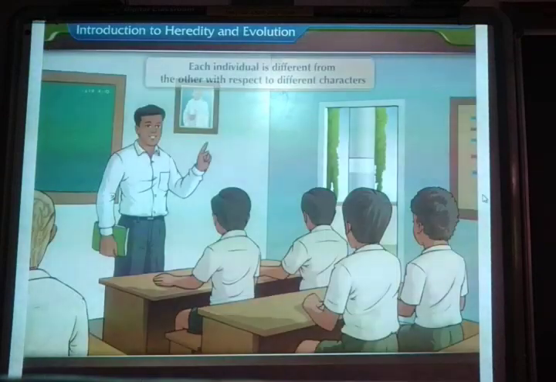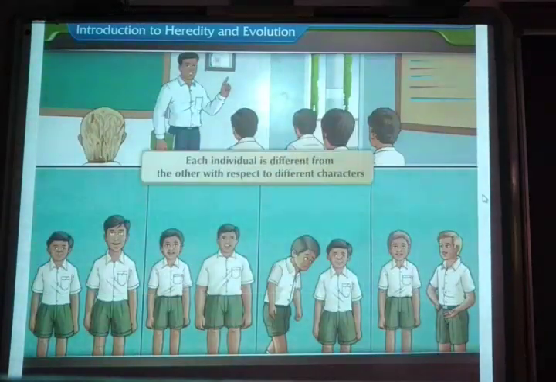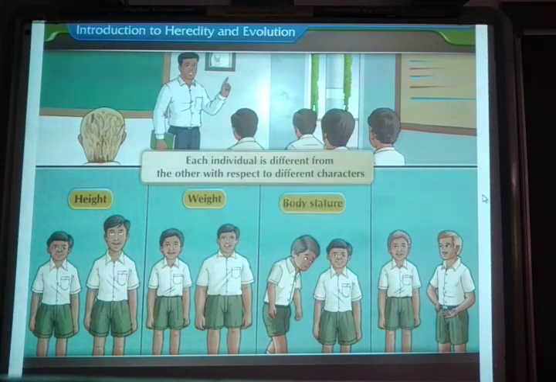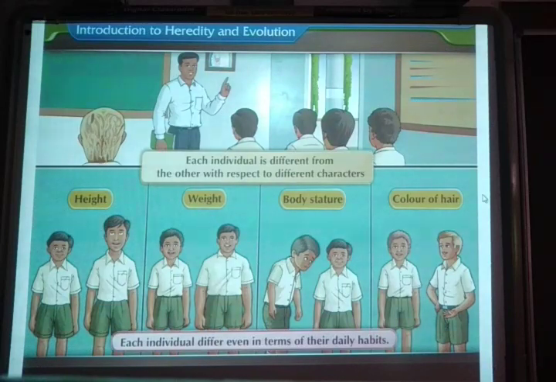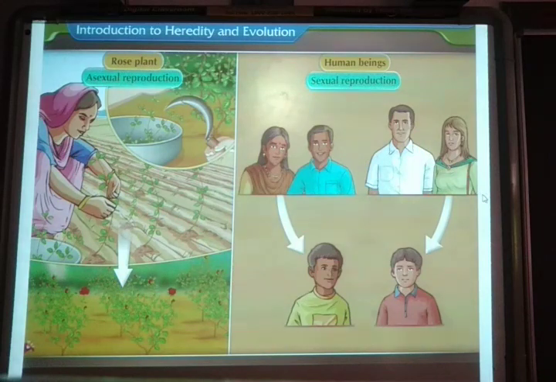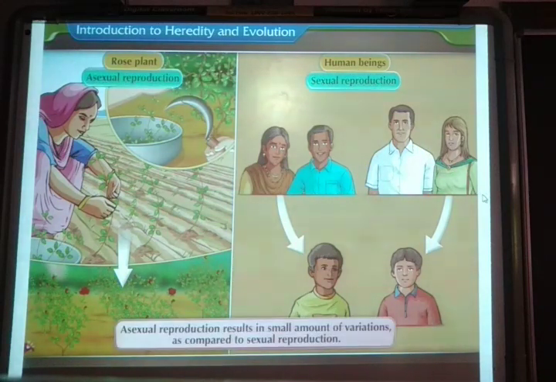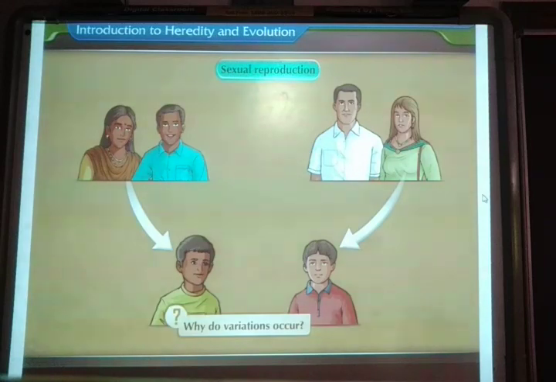Now, let us study one more example. Each individual is different from the other with respect to characters such as height, weight, body stature, color of hair, etc. They differ even in terms of their daily habits. From these examples, we understand that asexual reproduction results in a small amount of variations as compared to sexual reproduction. Why do these variations occur? Let us understand this further.